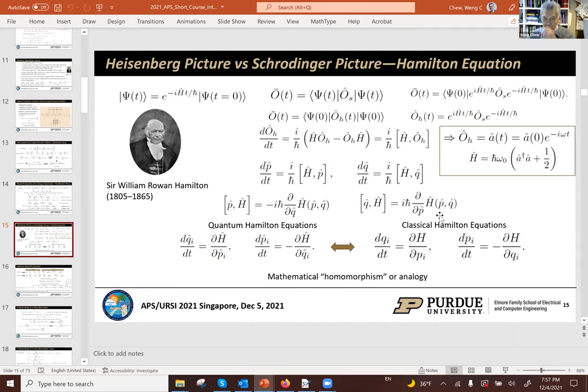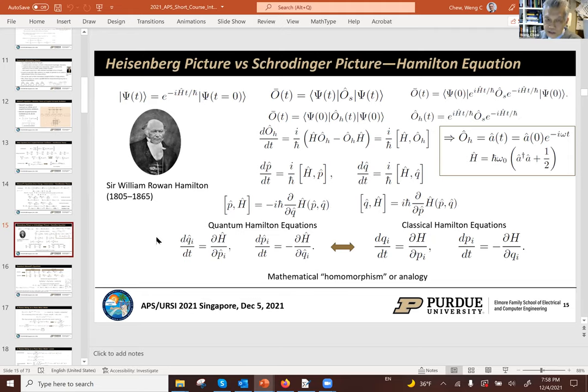And then if you repeatedly use the commutator, you can show that this can be simplified as such. So what is amazing is that even for the simple pendulum, you have these Hamilton equations, and they look strikingly similar to the classical Hamilton equations. Hamilton derived these equations ages ago, okay? But there is a quantum version of Hamilton equations. And I say that Hamilton will be rolling happily in his grave if he knows that his equations are also valid for the quantum world.